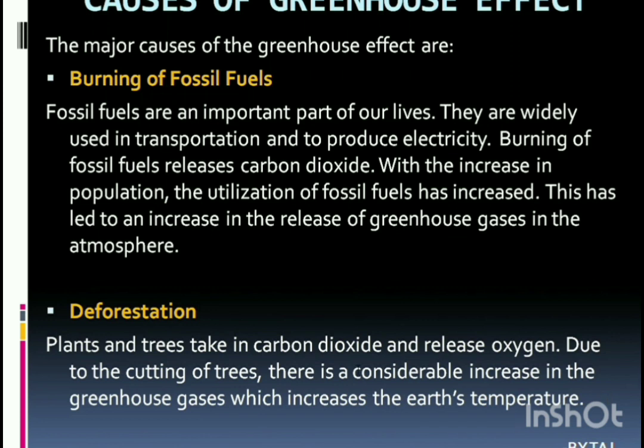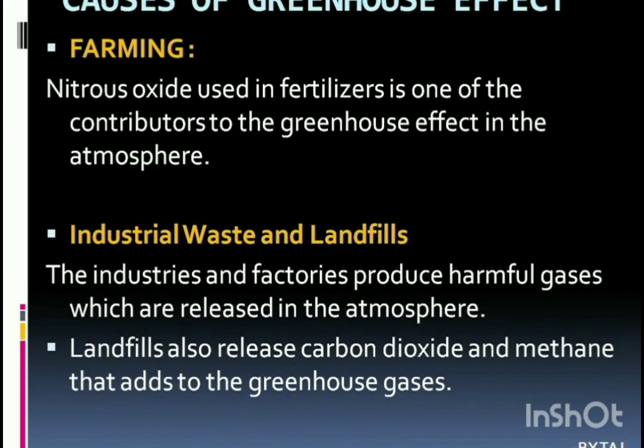Due to the cutting of trees, there is a considerable increase in the greenhouse gases, which increase the earth's temperature. So, as I said before, coming to another one, which is farming. Nitrous oxide used in the fertilizers is one of the contributors to the greenhouse effect in the atmosphere.